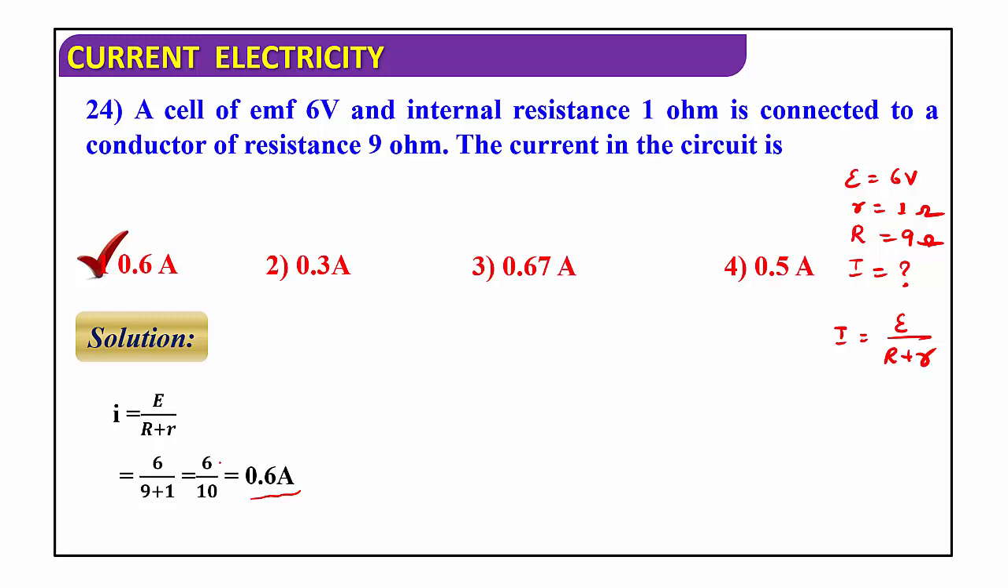E value is how much? 6 volt divided by 9 plus 1. 6 by 10 means 0.6 ampere. So the first option is the right answer.